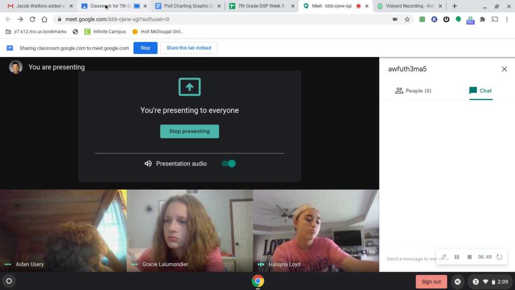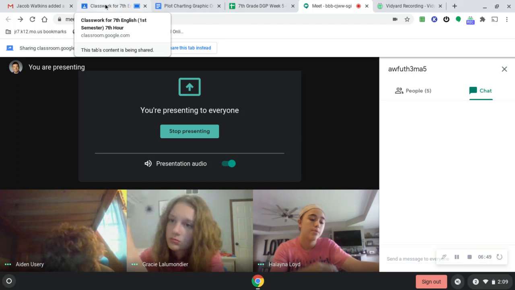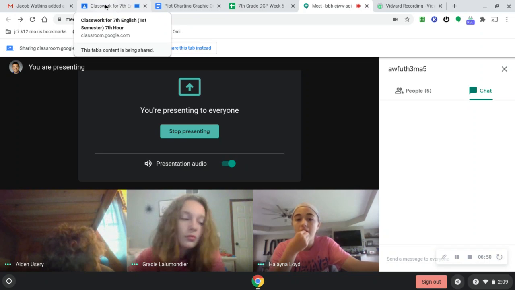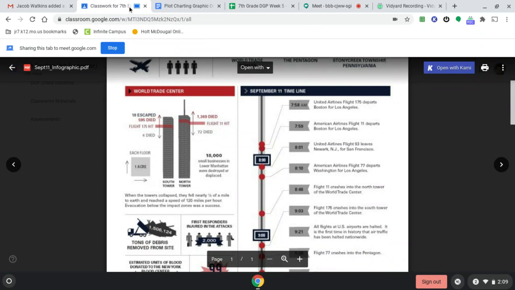If you look at the World Trade Center, it was 1 acre squared all the way up for as many flights as the building went up. I think it's actually listed. When the towers collapsed, they fell nearly 1/4 of a mile to earth and reached a speed of 120 miles per hour. Evacuation below the impact zones was a success.